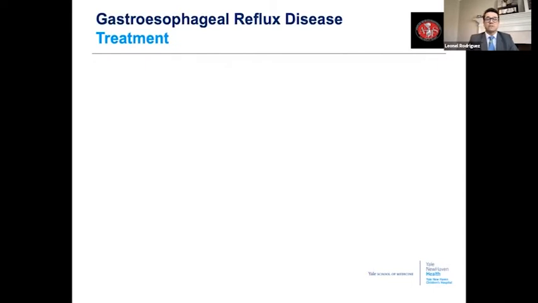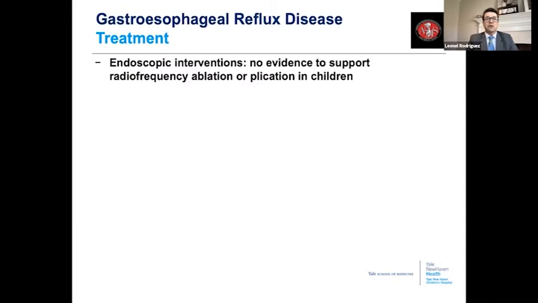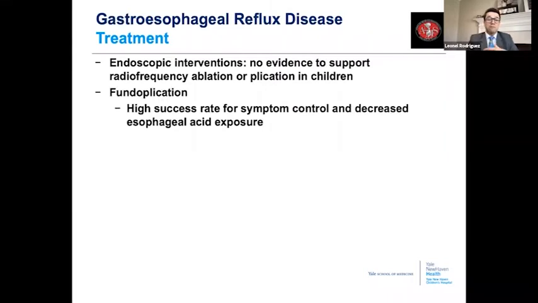How about other types of interventions? Endoscopic interventions, there is no evidence to support radiofrequency ablation or plication or other types of endoscopic treatments in children. In terms of the fundoplication, there is ample literature reporting high success for symptom control and decreased esophageal acid exposure, both in adults and also in kids. The response is variable for extraesophageal symptoms.